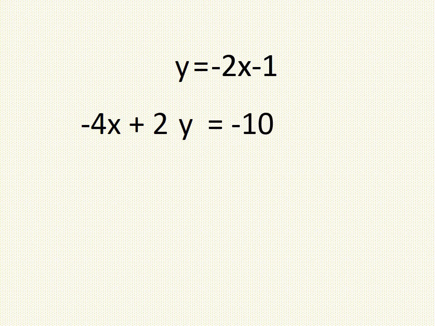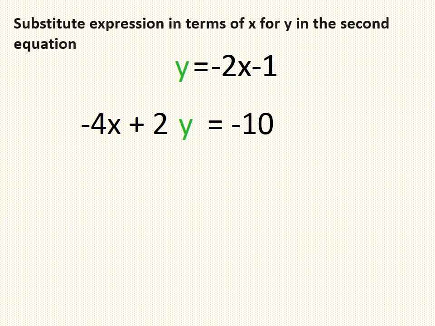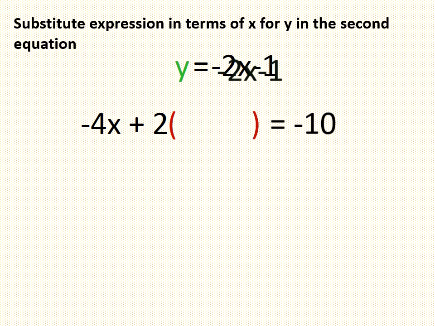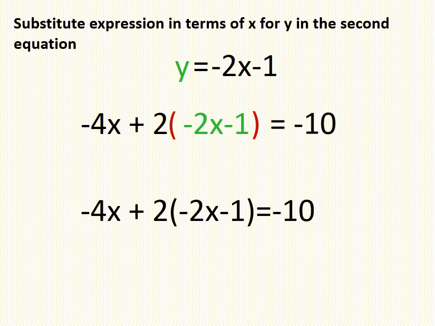Now, the second step is to substitute the y in the second equation with the value of y in the first equation. And to do that, all I need to do is to substitute or switch y in the second equation with negative 2x minus 1. So I'm going to end up with an equation equal to negative 4x plus 2 times the value of y, which is negative 2x minus 1, equals negative 10.